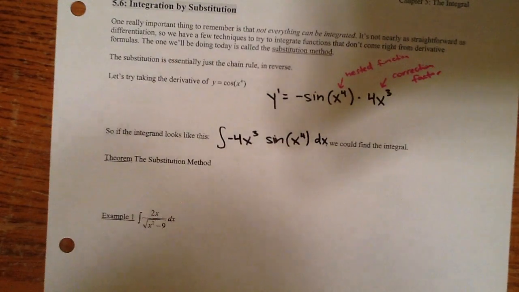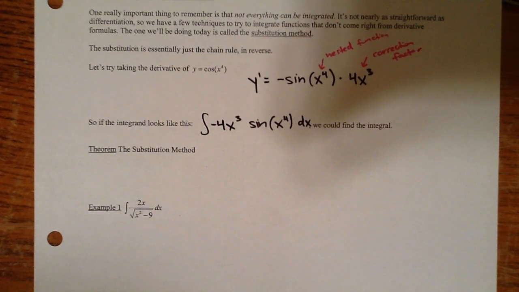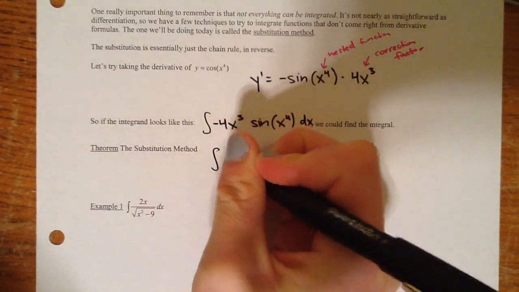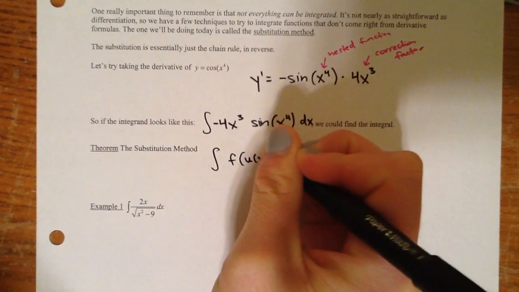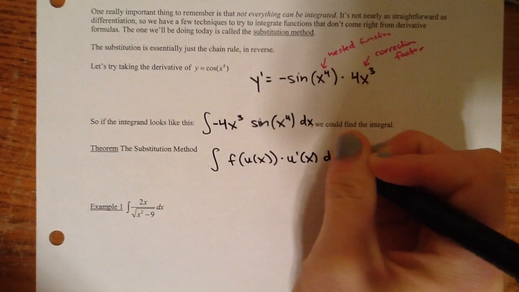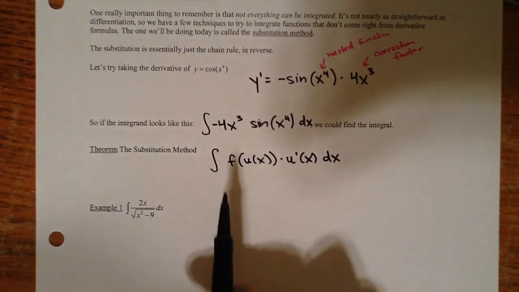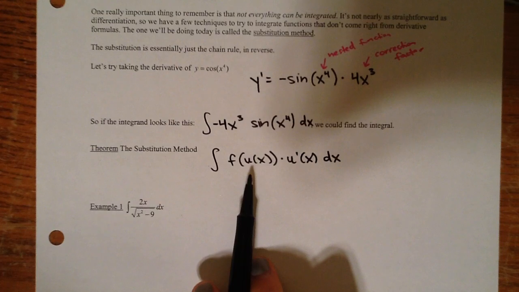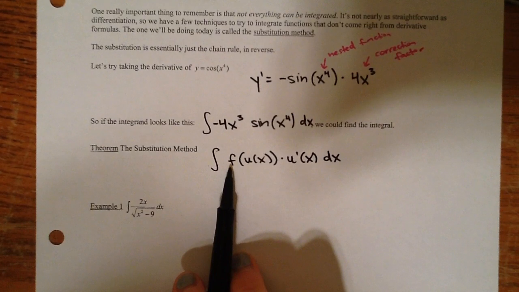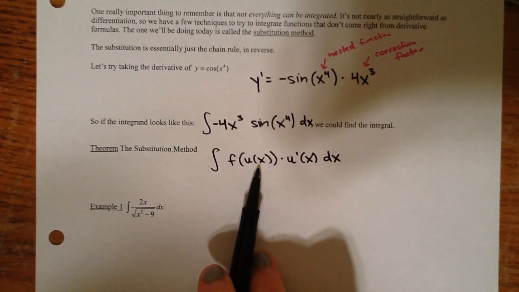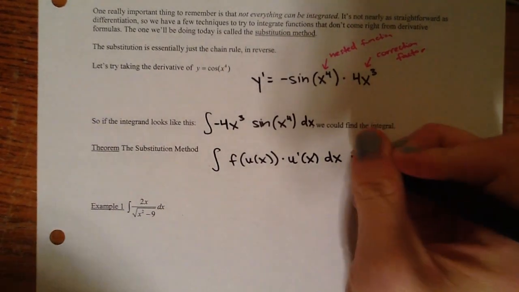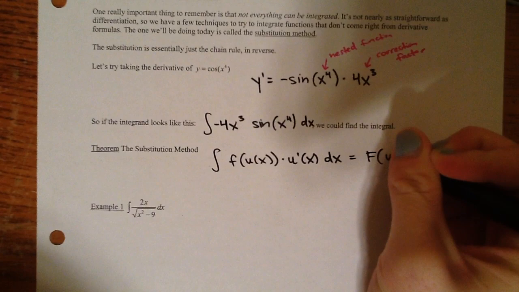Okay, so our theorem, the substitution method, is going to give us an exact step-by-step method that we can use. So if you see the integral of f of u of x multiplied by u prime of x, if that's what you see in front of you, a main function with a nested function in place and then multiplied by the derivative of the nested function, which is exactly what you have up here. Sine is our function f of x, x to the fourth is our function u of x, and then 4x cubed is our function u prime of x. If we see that, then the antiderivative is just this.